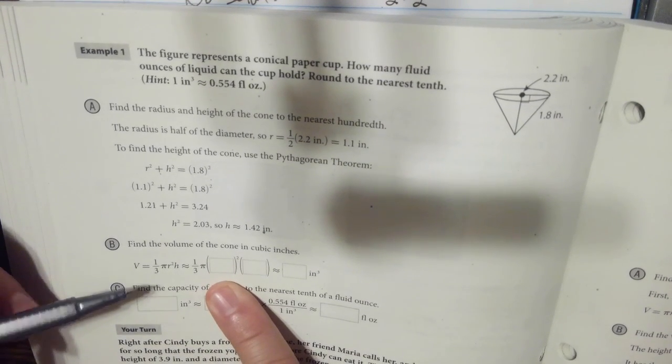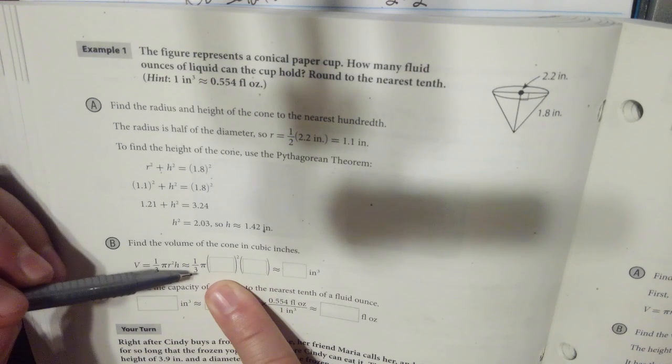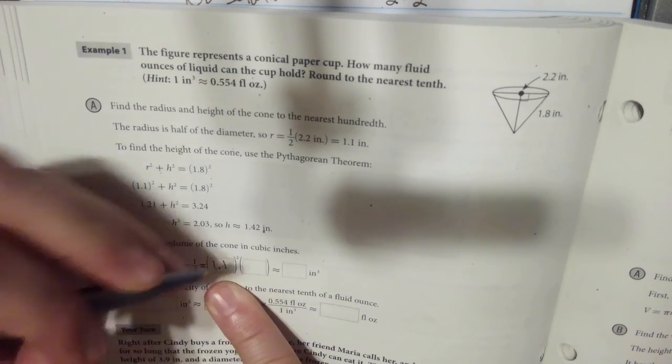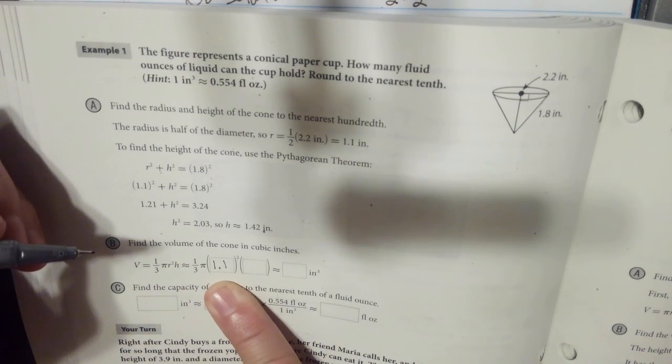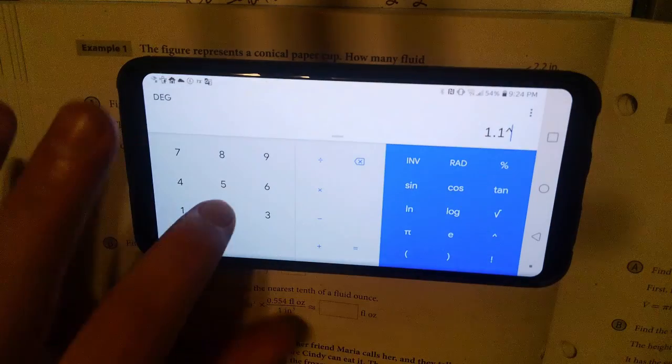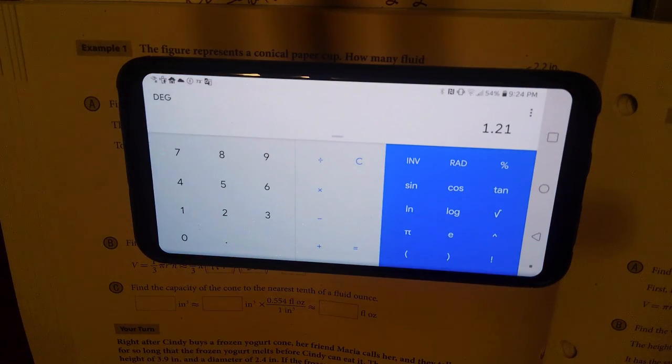So all I'm doing is plugging everything in. So I'm going to say 1/3 pi. So we know that the radius is 1.1. So this is going to be 1.1 squared times the height, which we have is 2.03. Okay, so let's pull out our handy dandy calculator. All right, so we got 1.1 squared equals, all right, so there's my 1.1 squared, times 2.03 equals, cool, 2.46, that number.